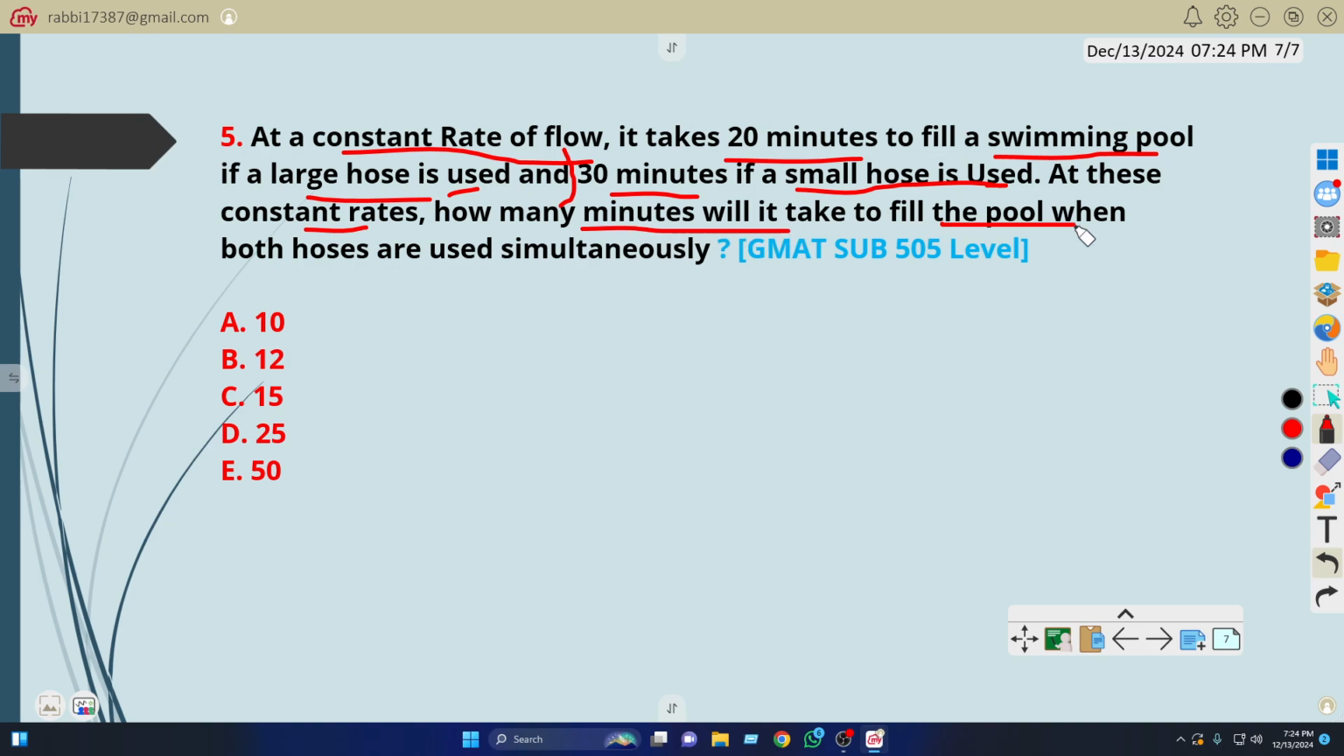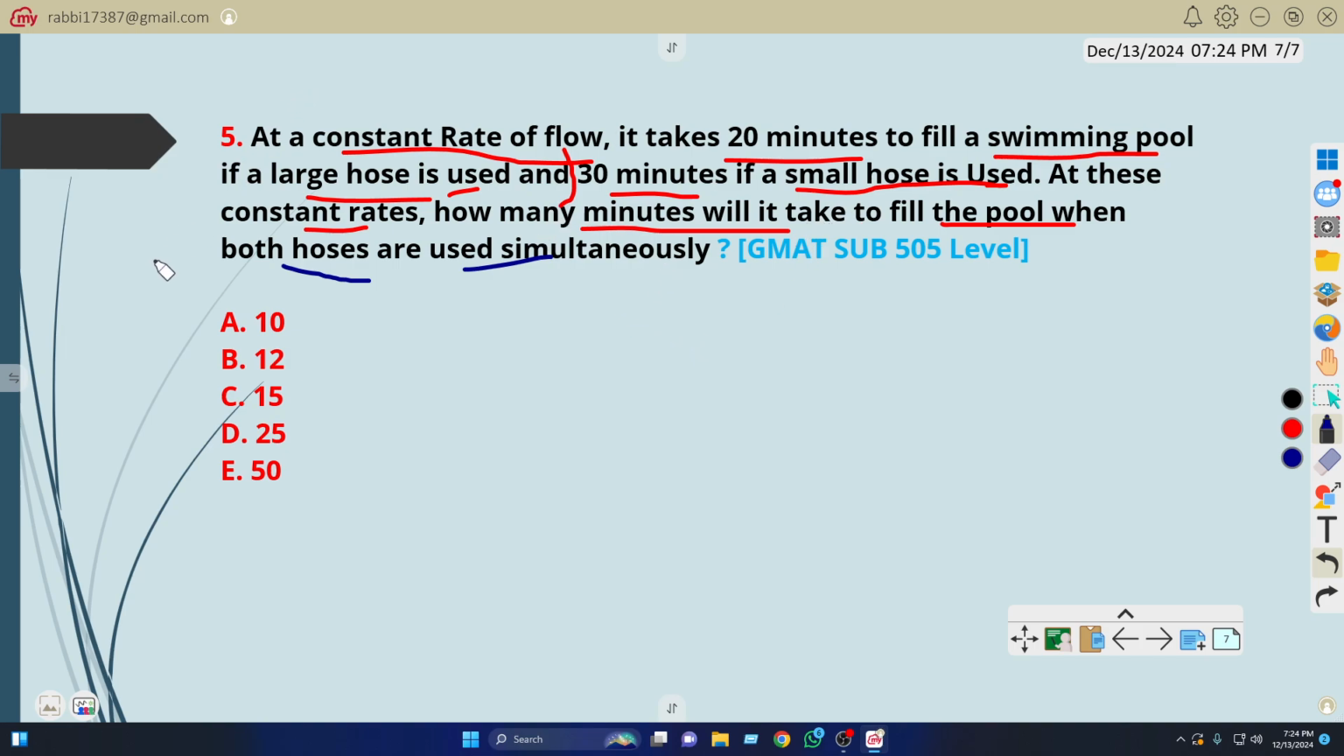to fill the pool, how long will it take for the pool to be full, when both hoses are used simultaneously, meaning at the same time, all together, if we open the hose pipes at this constant rate. So how much time is required to fill the swimming pool with water?